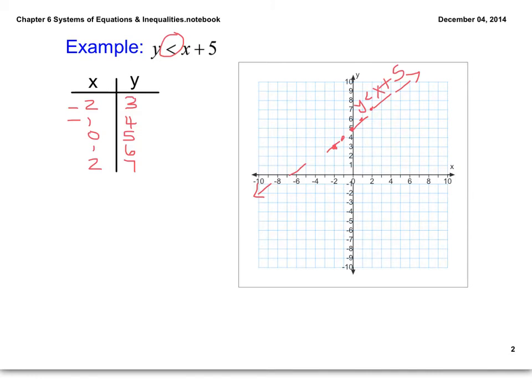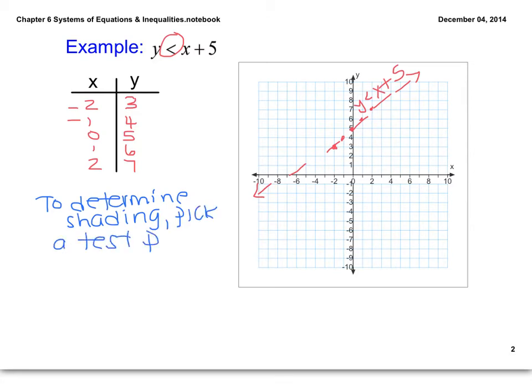Now, the last thing we have to do is shade. So, to determine shading, we're going to pick a test point. So you basically pick any point on your graph. However, I would not pick one that's on the boundary line. Okay? Pick any other point. So for instance, I'm going to say that mine is (4, 0), which is over here.